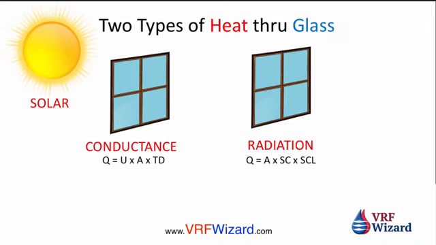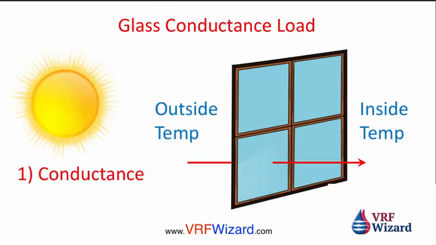So there's conductance, and the other form of heat gain will be radiation. Basically that's the sun directly shining through the glass, and then the glass has its ability to retain heat and then give it off inside and outside. We won't get into all that. So here's your glass conductance load.